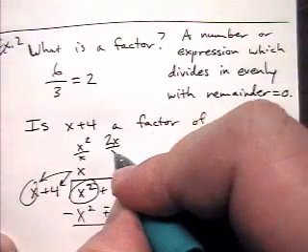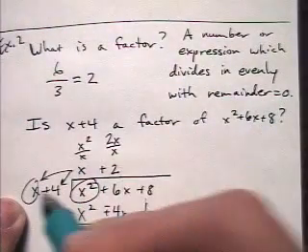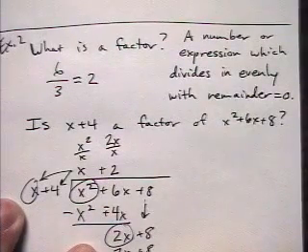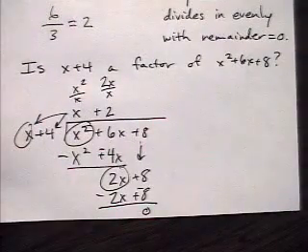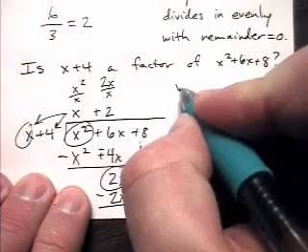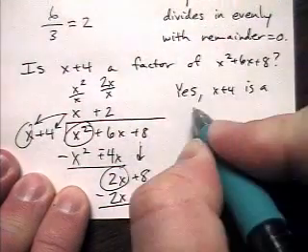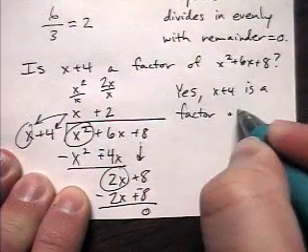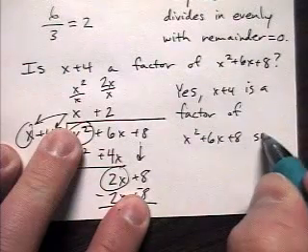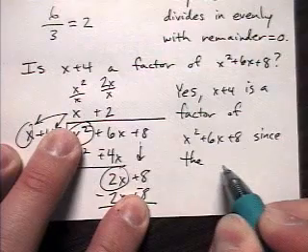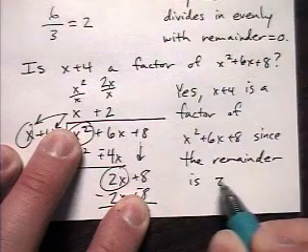Focus our attention on the 2x and the 1x. 2x and 1x, divide those two and you get plus 2. Multiply those, you get 2x plus 8. Distribute your negative 1. We get a remainder of 0. That's good news. So, yes, x plus 4 is a factor of x squared plus 6x plus 8, since the remainder is 0.